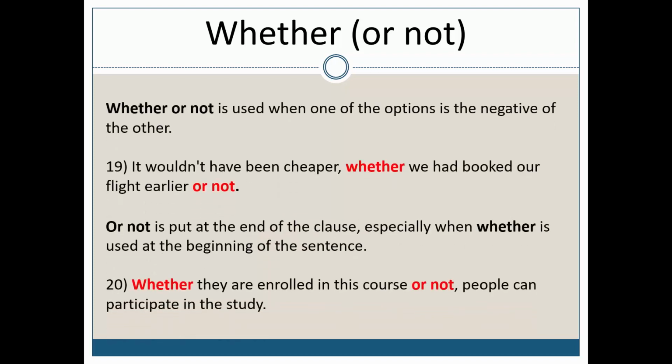Whether or not is used when one of the options is the negative of the other, as in example number 19. It wouldn't have been cheaper whether we had booked our flight earlier or not. Or not is used at the end of the clause, especially when whether is used at the beginning of the sentence, as in example number 20. Whether they are enrolled in this course or not, people can participate in the study.